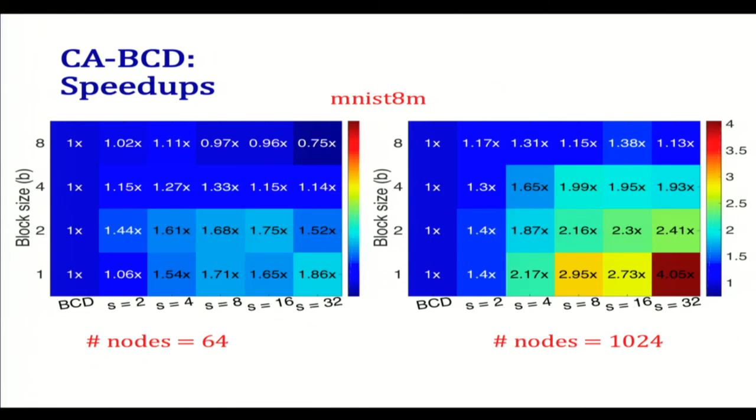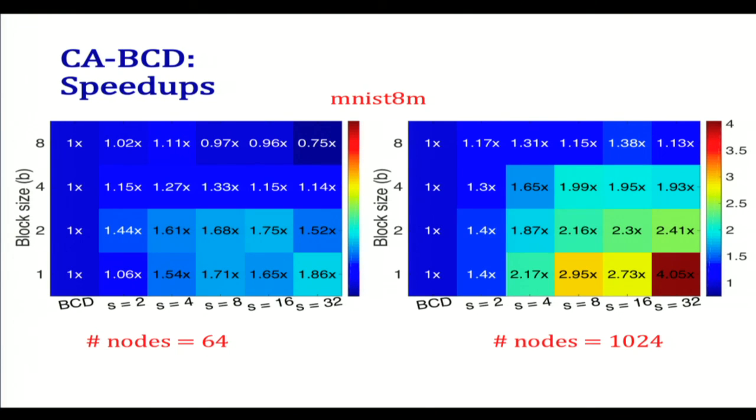OK, and let's kind of finish things off with a giant heat map of all the speedups that you can get with the communication avoiding method. So on the x-axis, I'm going to compare the original standard algorithm on the left here, and then the communication avoiding one with s for various values. And the y-axis is going to be the block sizes. And on the left, I'm going to plot what happens at small scale when you have only 64 nodes. And on the right, when you have 1,000 nodes.